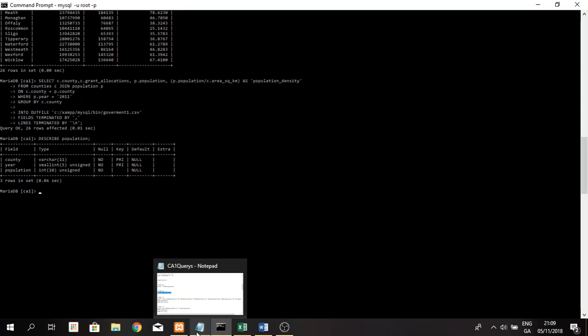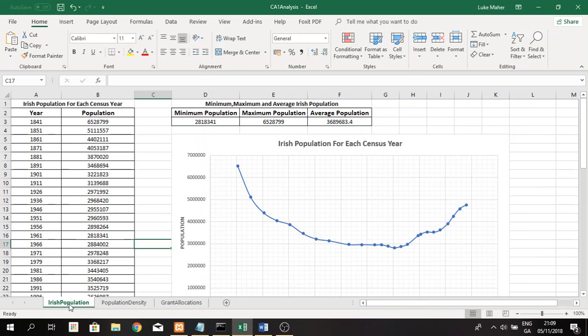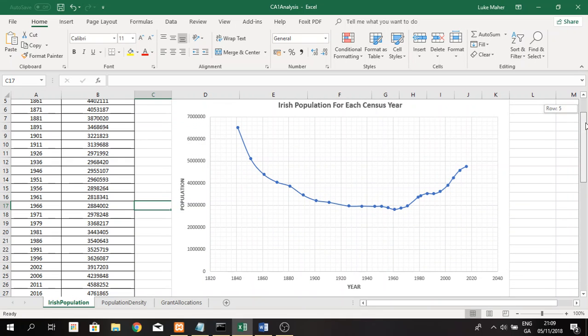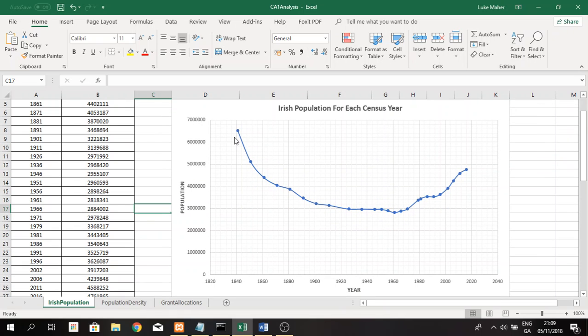graph the population for Ireland in each census year, which is this one here, I believe. And this is going from 1841 to 2016. You can see here, it starts up and then it starts dropping, and then it goes down. At the end of the 70s and at the start of the 80s, it starts going up a bit, and then around the end of the 90s it shoots up to where we are today.